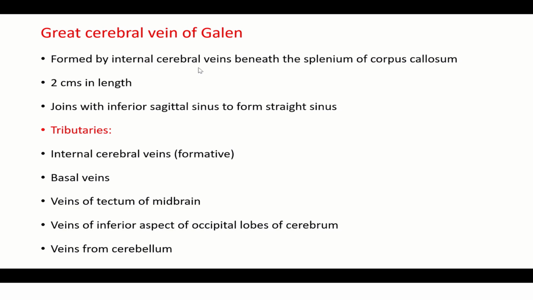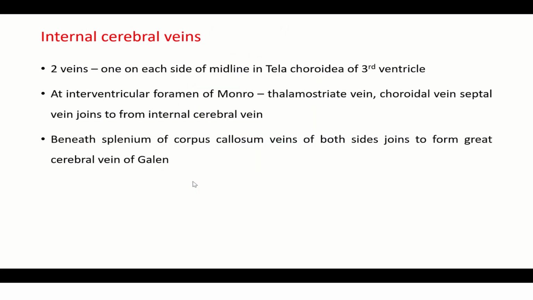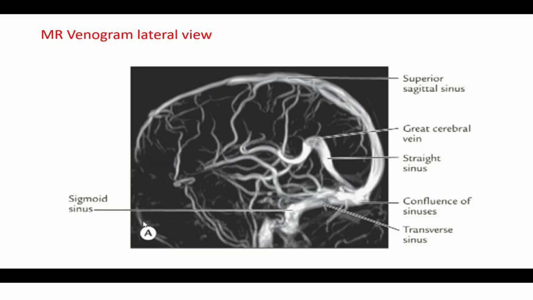So the great cerebral vein of Galen is formed by the internal cerebral veins beneath the splenium of the corpus callosum. It is approximately 2 cm in length, and joins with the inferior sagittal sinus to form the straight sinus. You can see here, this is the great cerebral vein of Galen, which joins with the inferior sagittal sinus to form the straight sinus. Tributaries: the internal cerebral veins are the formative tributaries, along with the basal veins, veins from the tectum of the midbrain, veins of the inferior aspect of the occipital lobe of the cerebrum, and veins from the cerebellum. All these are the tributaries of the great cerebral vein of Galen.